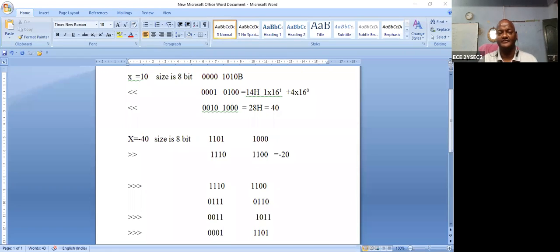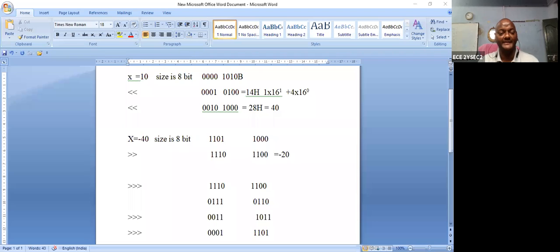I repeat, is double less than signed or unsigned? It's signed. So left shift stands for doubling. That's why he mentioned 10 less than 2. What is the meaning of this 10 less than 2? That means 10 is signed left shifted by 2 times. So if you are shifting left, its value is doubled.